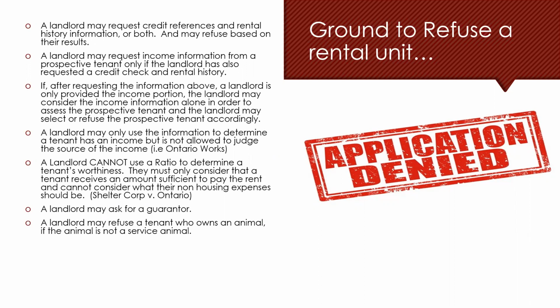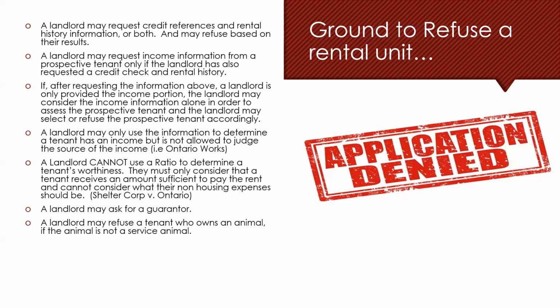In other words, you cannot make a determination to rent from somebody simply based on what their income is. If after requesting the information, a landlord has only been provided the income information, the landlord may consider the income information alone in order to assess the prospective tenant, and the landlord may select or refuse the prospective tenant accordingly. A landlord may only use the information to determine a tenant has an income, but is not allowed to judge the source of the income.